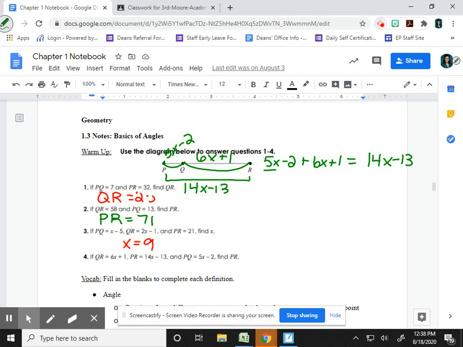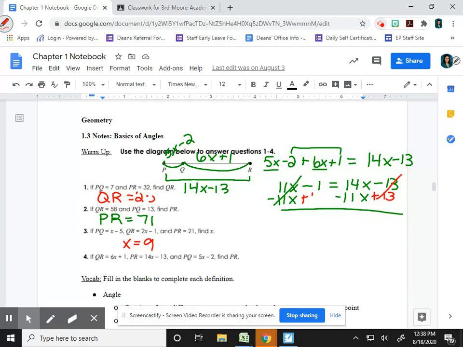Now I'm going to solve. I'm going to put my variables together and I get 11x. I'm going to put my numbers together and get negative 1, then 14x minus 13. From here, I'm going to move around my variables if possible. Well, it is possible. I'm going to move the 11x to the other side. In that same step, I'm going to add 13 to get rid of it. So then what I have is 12 is equal to 3x. Then I solve that, dividing by 3, and I get that 4 is equal to x.